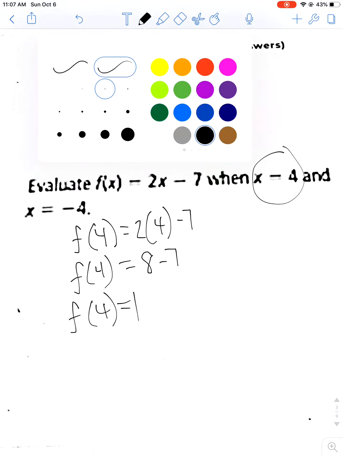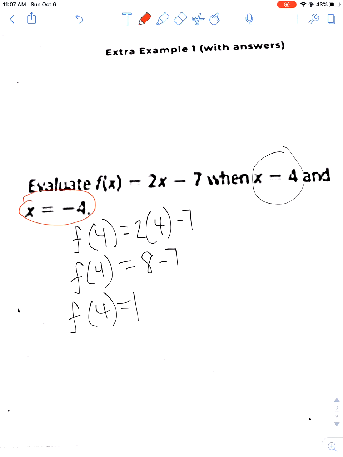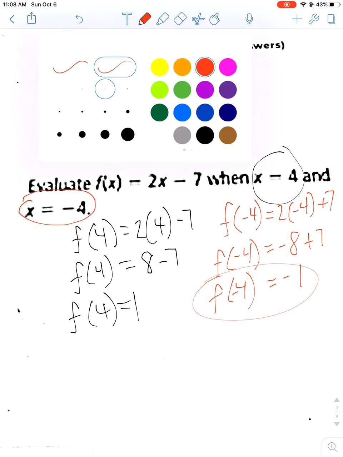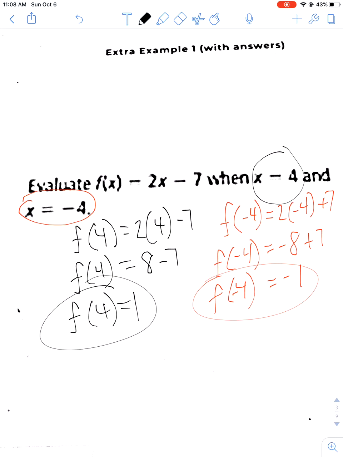But there's a second part to this. It also wants me to check when x is negative 4. But again, all you're doing is you're just taking every x you see and replacing it with negative 4. Okay. 2 times negative 4 is negative 8 plus 7. Opposite signs, so we subtract. 8 minus 7 is 1, but the negative was the bigger number. And that's all you're doing there. Whatever number it gives you, plug it in for x and simplify.